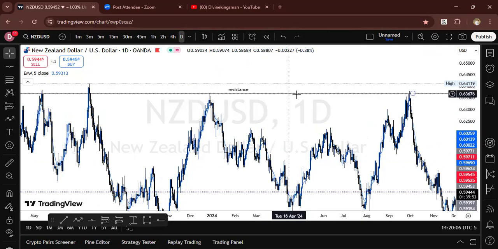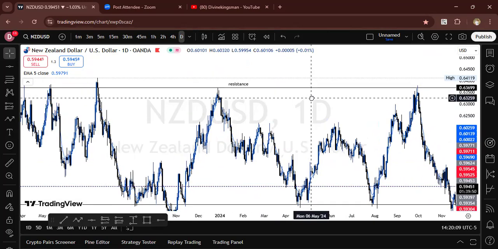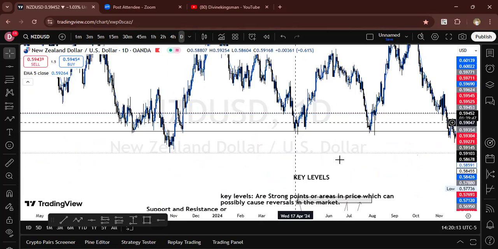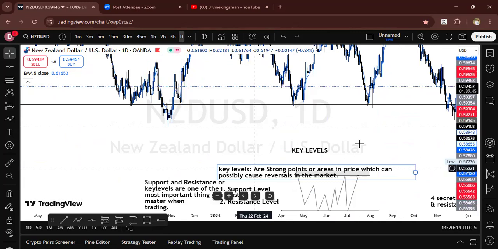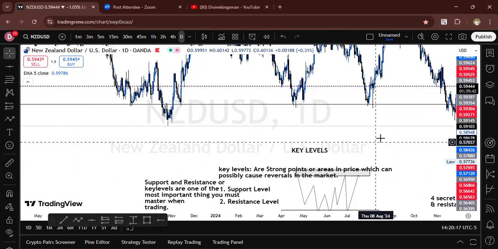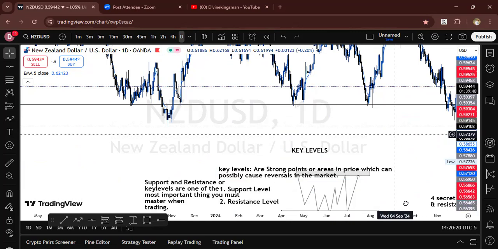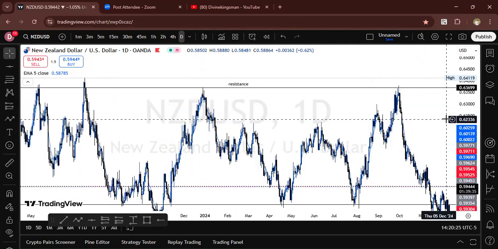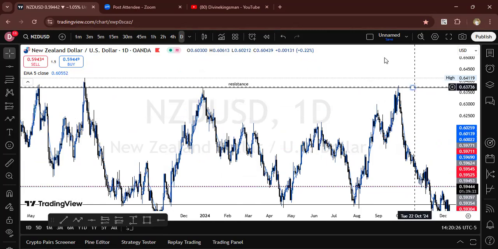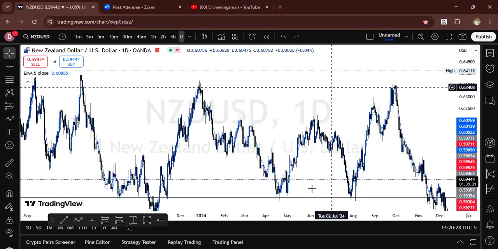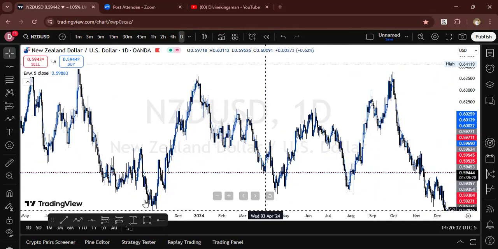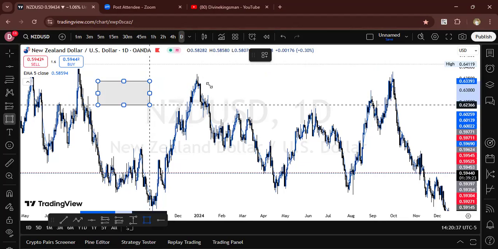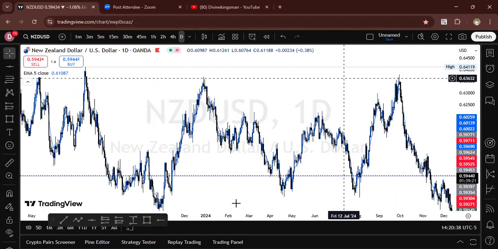So that's why you can see where I draw my support and my resistance level. But as I say, it's a point or area. If you check the definition of what I call a key level, these are points or areas that can possibly cause reversal in the market, right? So let me zoom this out like this, and let me delete this.